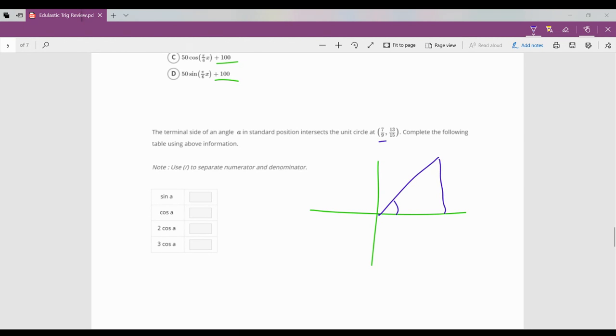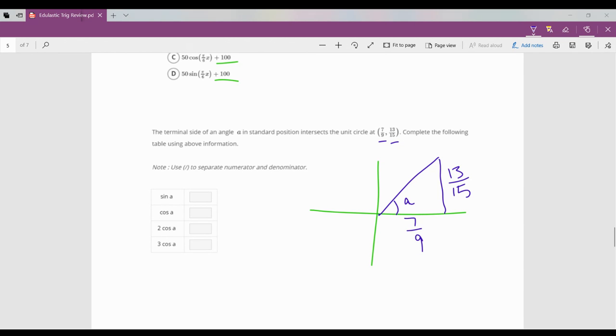So it's saying my x value is 7/9. My y value is 13/15. Okay, so this is kind of messy. And this is angle A. So we want to find sine of A and cosine of A. So for both sine and cosine, I need the hypotenuse.